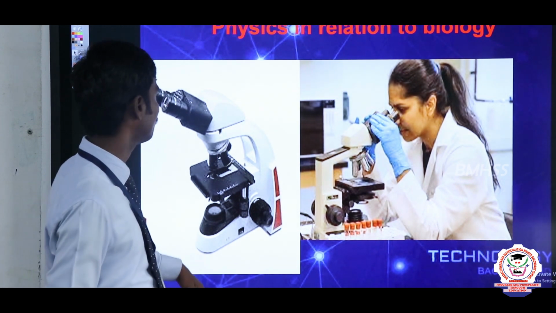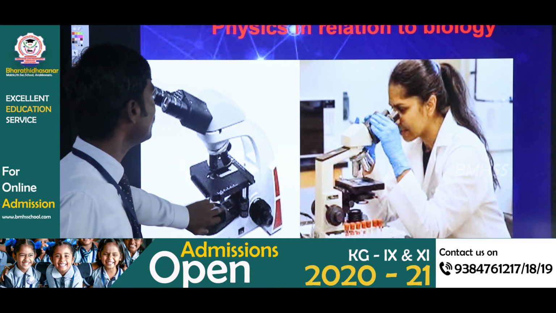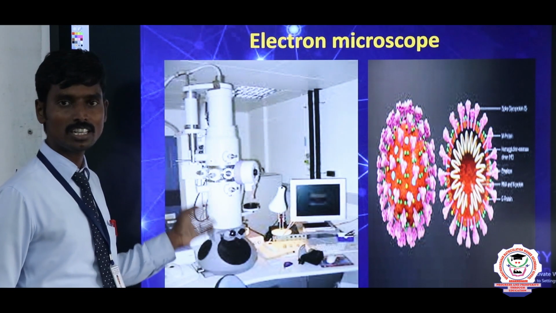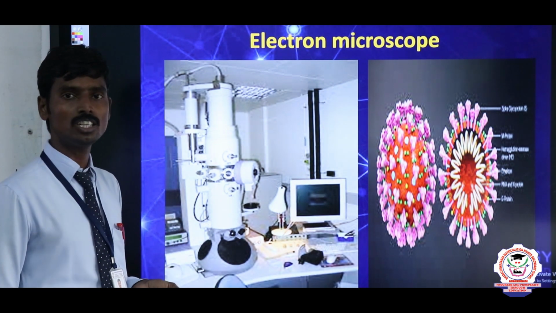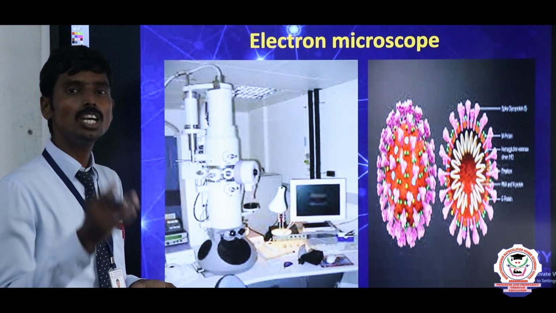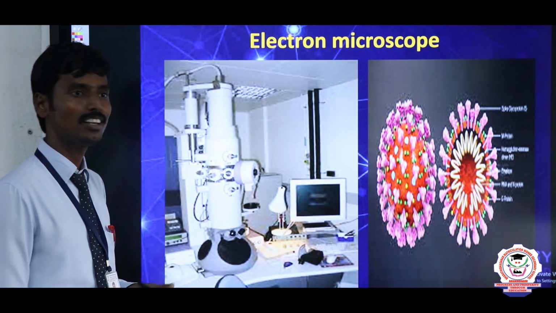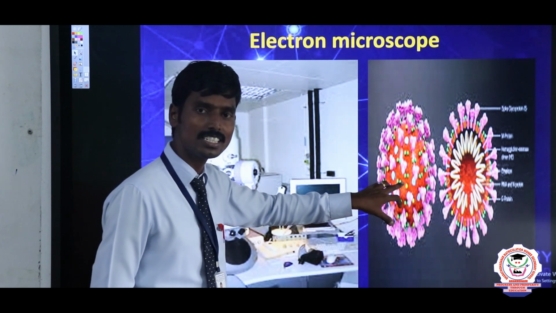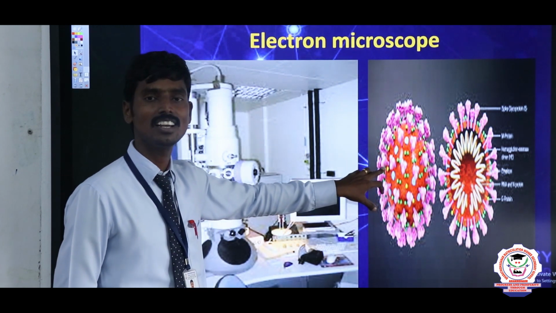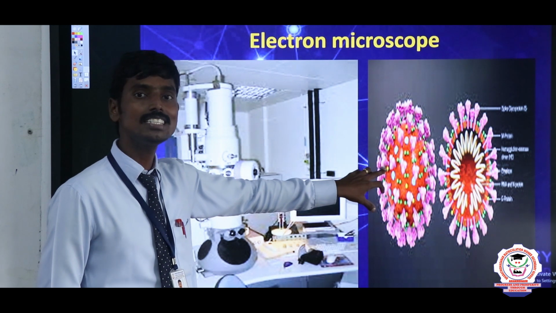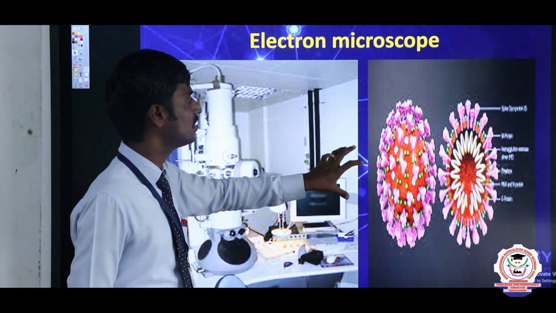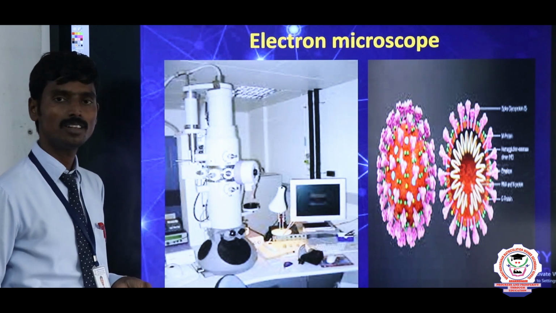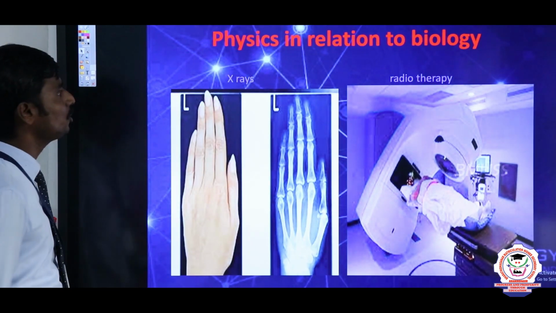Not only that, the invention of electron microscope. See, this is an electron microscope. The electron microscope is used to see the smallest viruses. Nowadays, coronavirus and HIV virus can be easily seen by electron microscope.